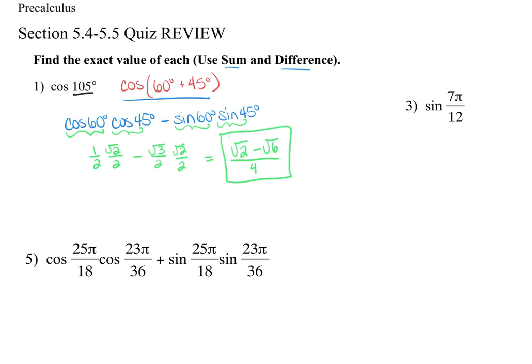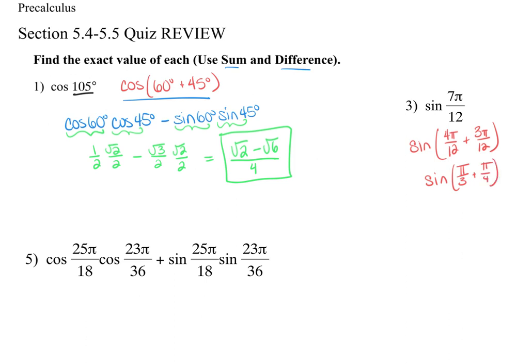If you have something in radians, you're going to do exactly the same thing. Just look at your numerators. So this would be like 4 pi over 12 plus 3 pi over 12. And they don't look like unit circle angles, but they are. If you reduce them, you're going to get pi over 3 and pi over 4.